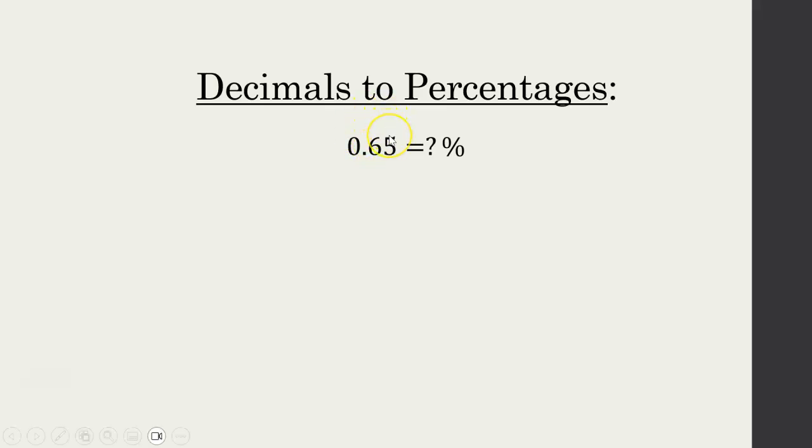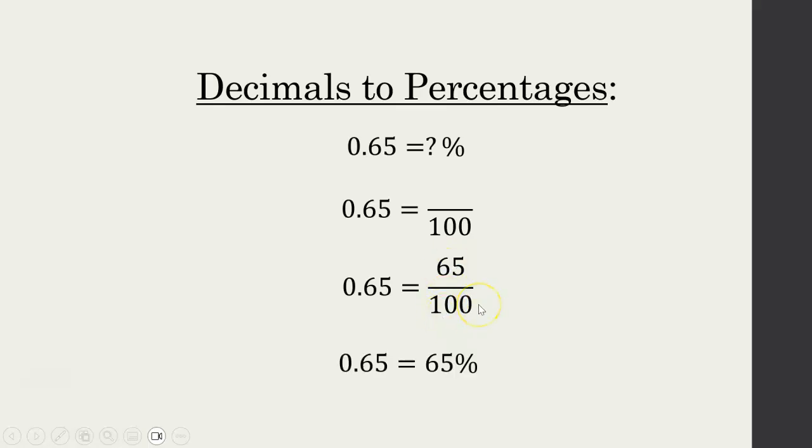So it would be 60 out of 100. Now I have 65 out of 100. Yeah? So 0.65, I want to find as a fraction over 100. How would I do that? Well, that's the same thing as just 65 over 100. So 65 over 100, that's just 65%.